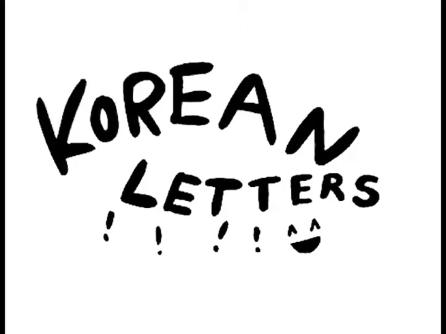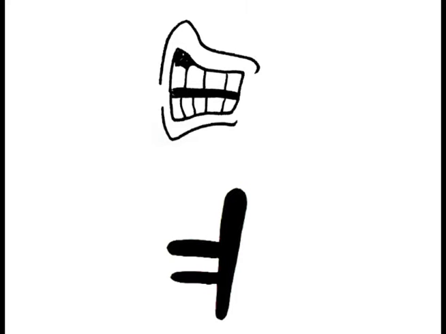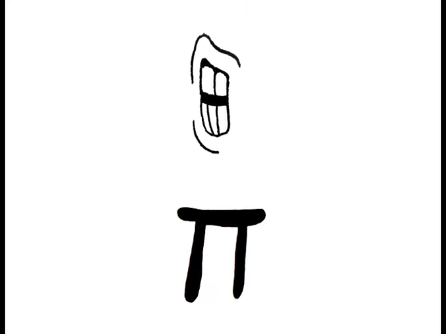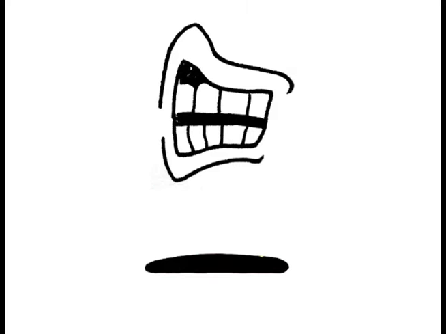The Korean letters are as follows. A. Ya. O. Yo. O. Yo. U. You. And E. Those are the vowels.